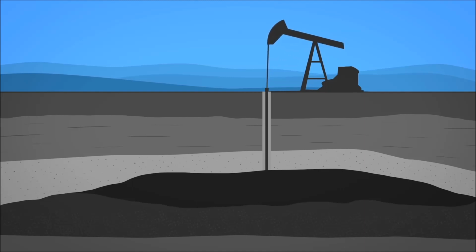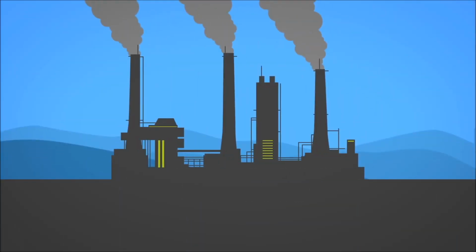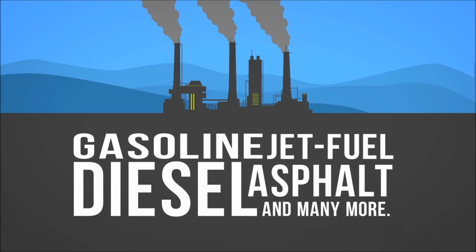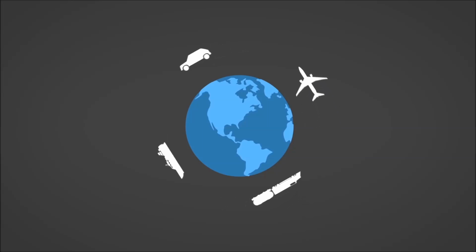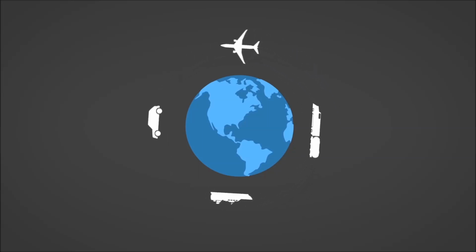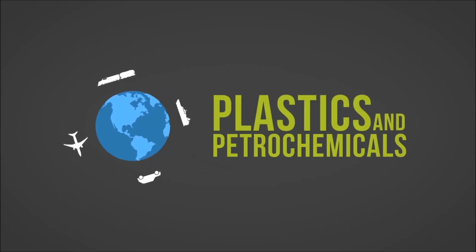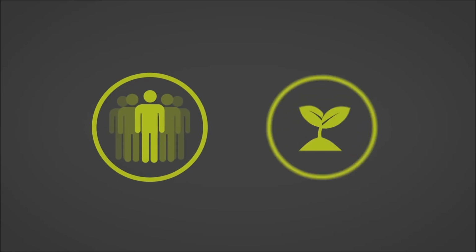Once recovered, oil is transported by pipeline, ship, rail, or truck to a refinery where it undergoes a complex refining process that creates petroleum products like gasoline, diesel, jet fuel, asphalt, and many more. Currently, the world uses oil primarily to power its transportation system and to create commonly used synthetic products like plastics and petrochemicals. The production and use of oil presents social and environmental challenges.